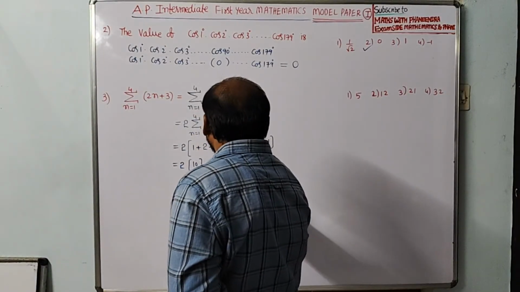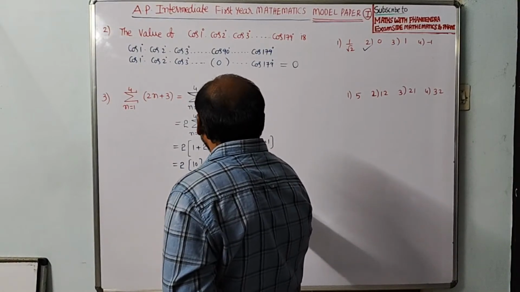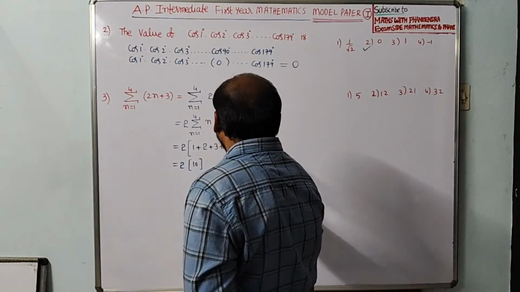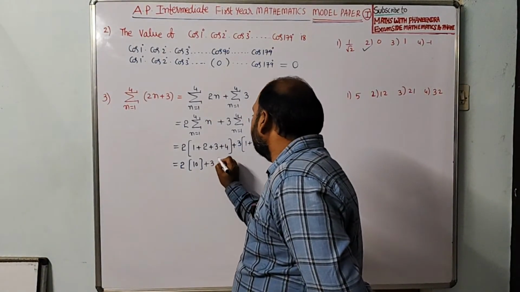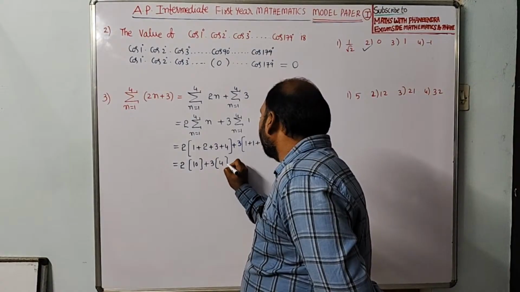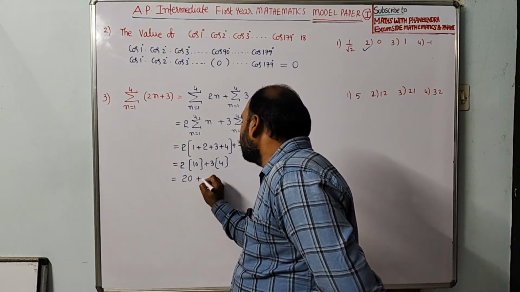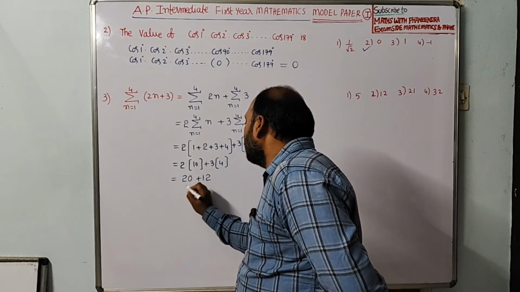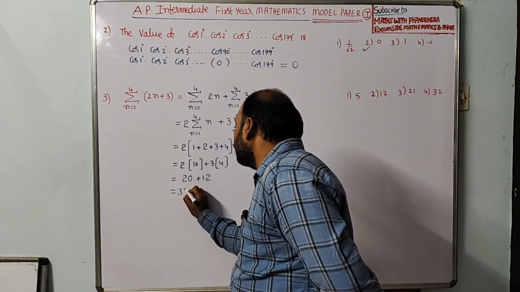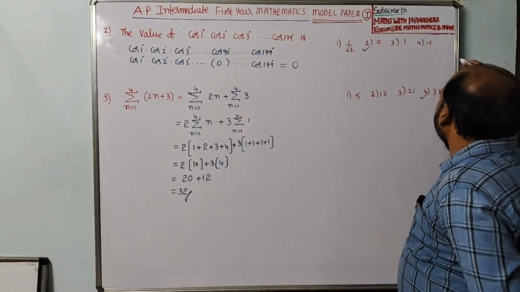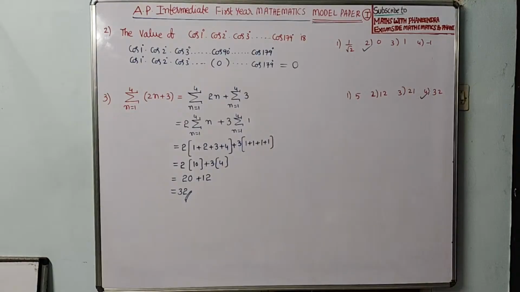So 3 is there, no, here; I forgot to write. So 3 into 4. 10 into 2 is 20, plus 3 into 4 is 12. So 20 plus 12, 32. So 32 is there in the fourth option, dear students. I hope you understand. We'll move on to another set of questions.